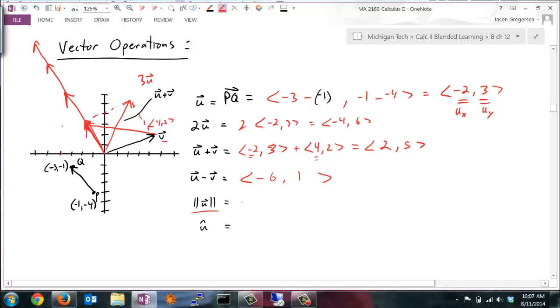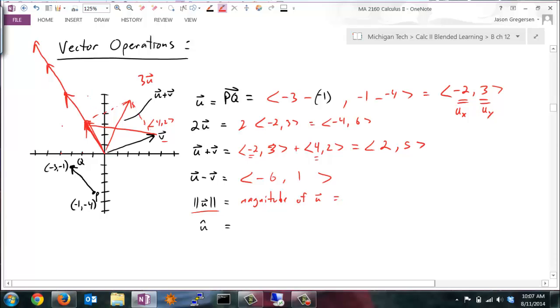All right, the next one is this weird symbol. This says the magnitude of u. It's the length of u, sometimes called the norm of u. All kinds of different names for this thing. How long is the vector u? Well, if we're thinking about this vector in terms of position vectors, we can always calculate this thing.